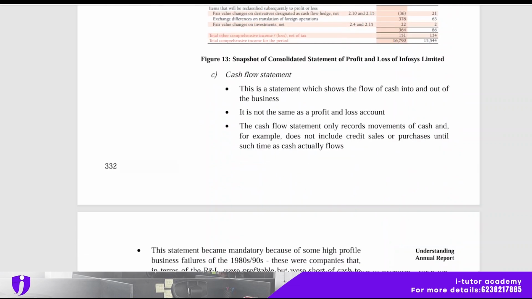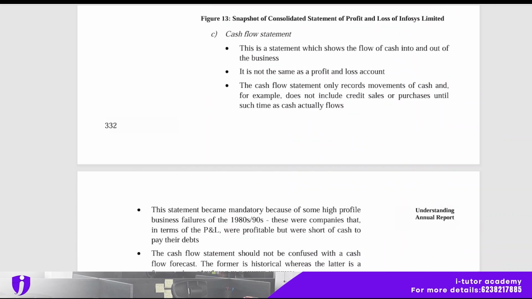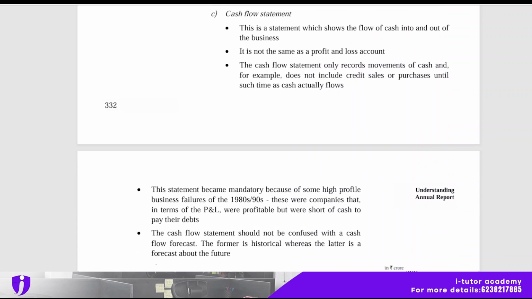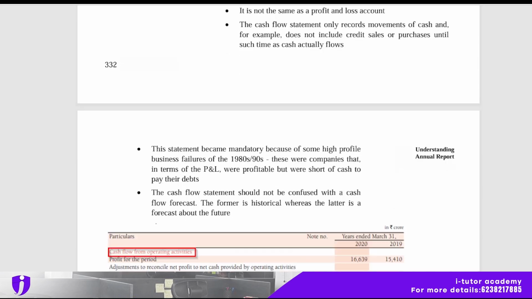Cash flow statement. This is a statement which shows the flow of cash into and out of the business. It is not the same as the profit and loss account. The cash flow statement only records movement of cash and, for example, does not include credit sales or purchases until such time as cash actually flows. This statement became mandatory because of some high profile business failures of the 1980s or 90s.